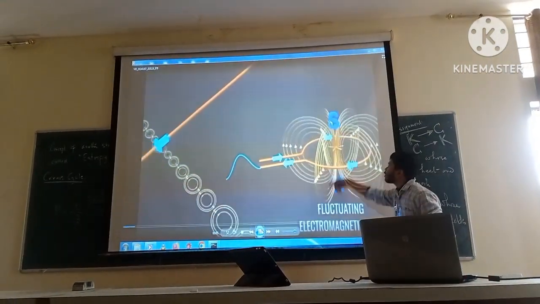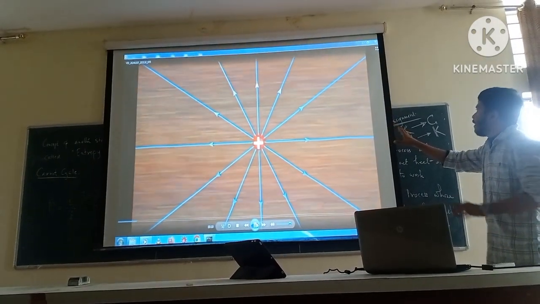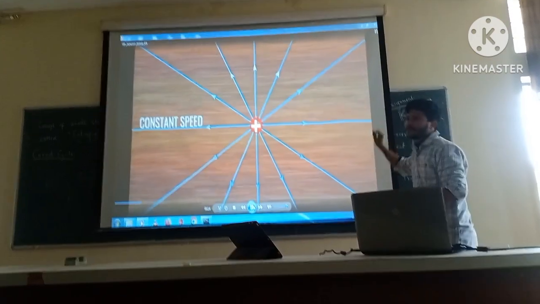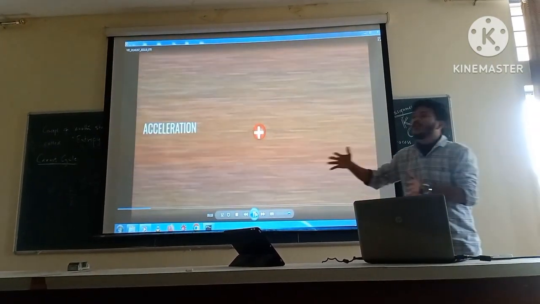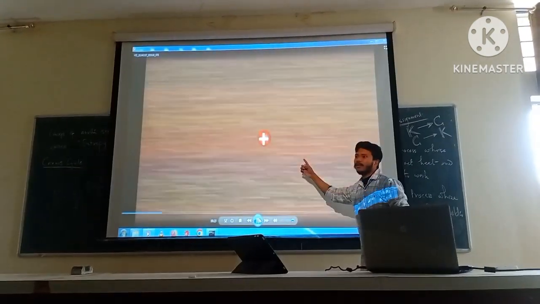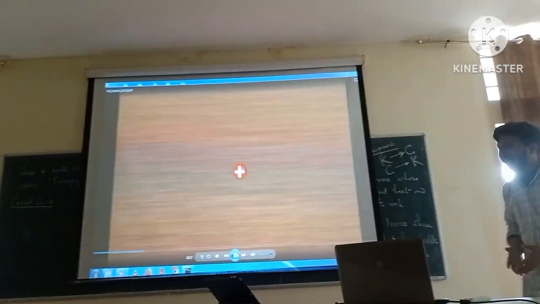Here, now discussing the fluctuating electromagnetic field. Here is a particle at rest. It is moving at a constant velocity, so constant speed. So there is no sense of change in the electromagnetic field, since I am not changing my velocity or my frame. Now this particle is accelerated. What happened with the electric field?